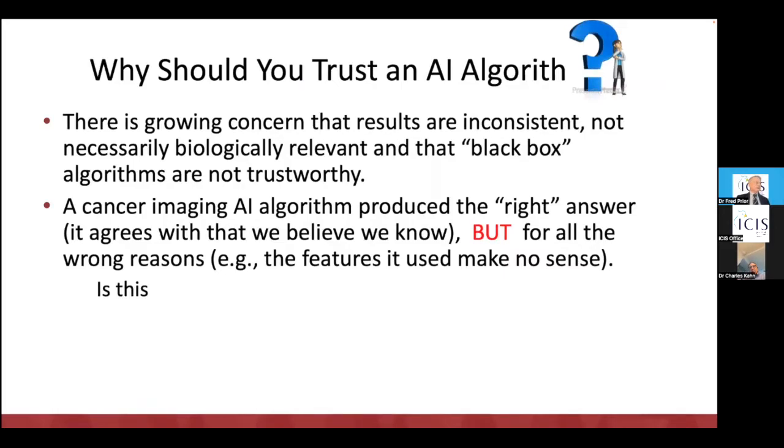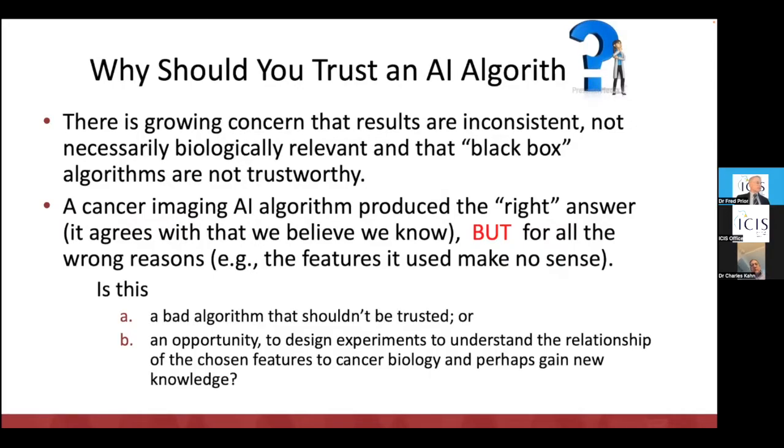What it was looking at in the image made no sense. So is this an example of a bad algorithm that shouldn't be trusted? Or is this an example of an opportunity to design experiments to understand if the features that the algorithm discovered are really biologically important? Is it a way for us to do new experiments or pose new hypotheses to gain new knowledge? And I think this is a key question in trustworthy AI: particularly with deep learning algorithms, they may find things that we are not aware of. And so, we have this interesting problem of trust versus new knowledge.